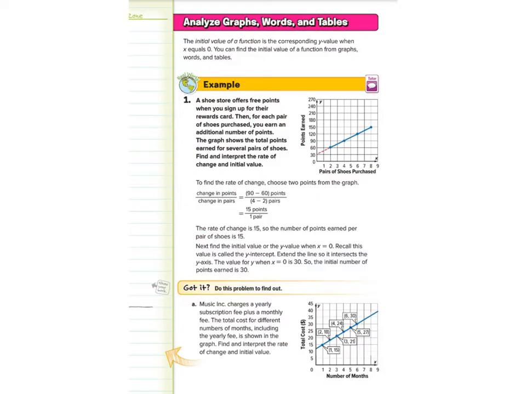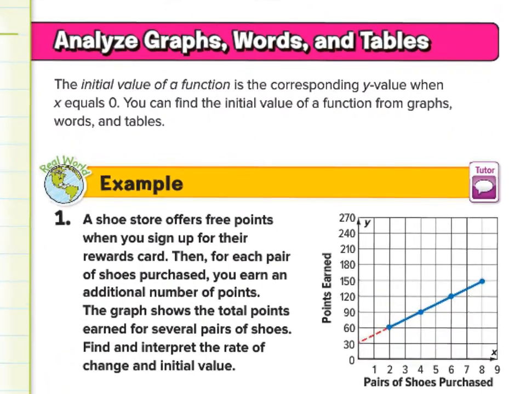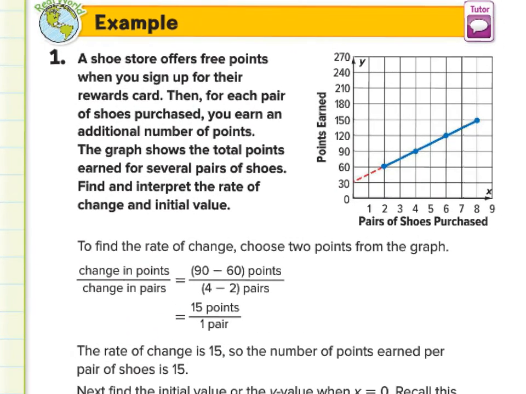Okay. So on the next page, we're going to start by analyzing graphs. And it's telling us here to analyze graph, words, and table. The initial value of a function is the corresponding y value when x equals 0. So when x equals 0, meaning we're not going left or right, for example, this would be where x equals 0, and we just move up the y-axis. You can find the initial value of a function from graphs, words, and tables. You can see that over here it would be 30. So let's look at example 1.